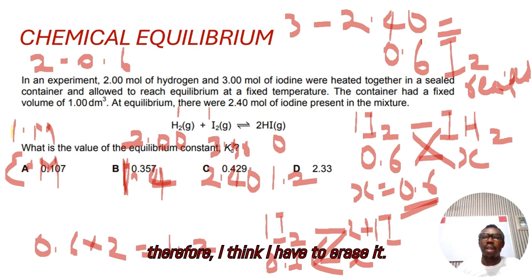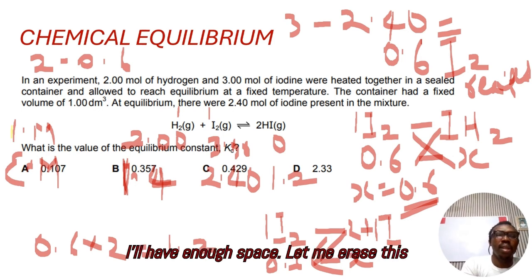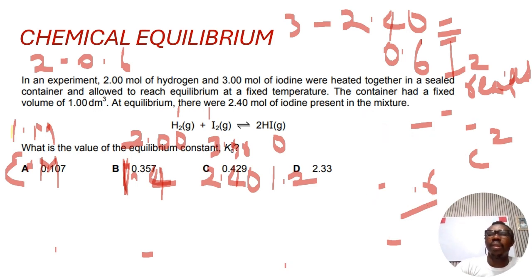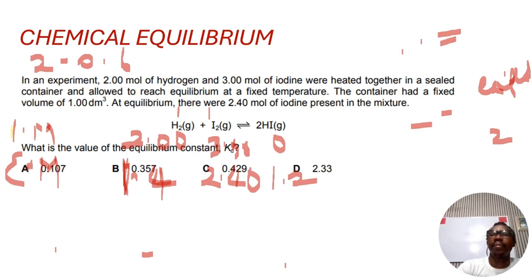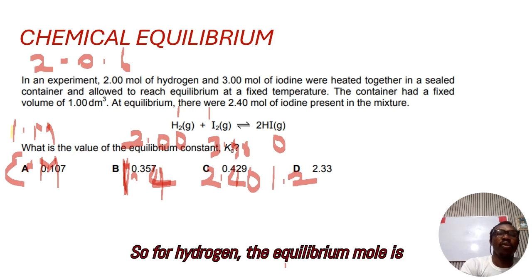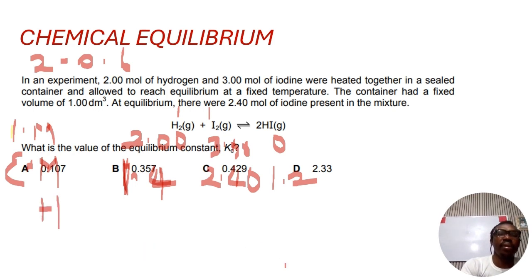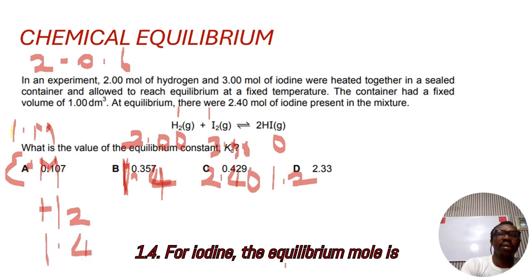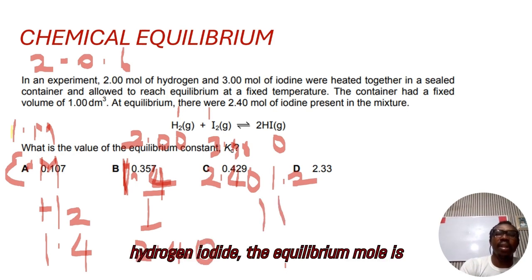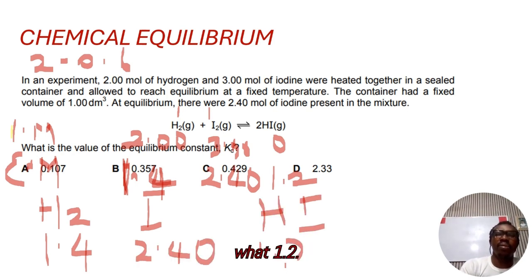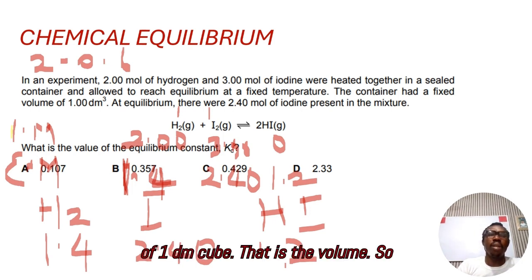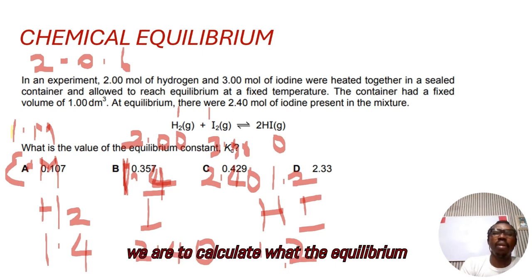So therefore, I think I have to erase that. Let me erase this so that I'll have enough space. So for hydrogen, the equilibrium mole is 1.4. For iodine, the equilibrium mole is 2.40. For hydrogen iodide, the equilibrium mole is 1.2. So the container had a fixed volume of 1 dm cube. That is the volume. So we have to calculate the equilibrium constant.